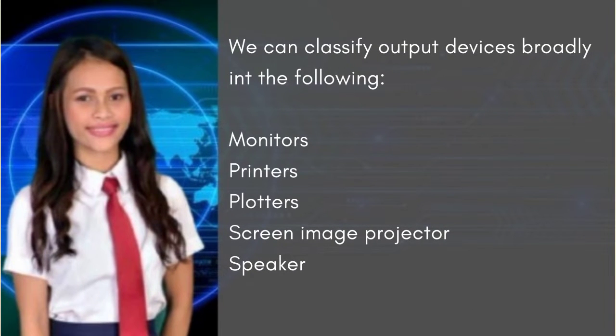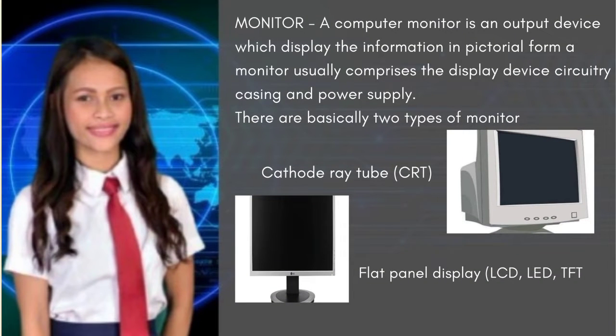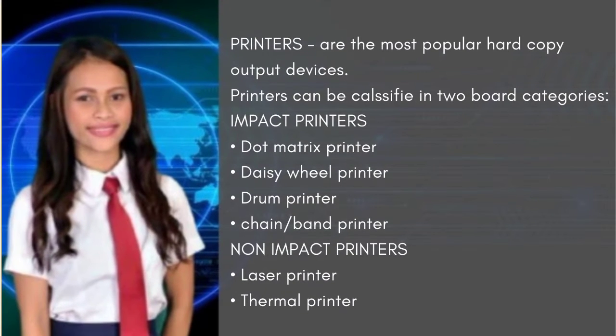We can classify output devices broadly into the following: monitors, printers, plotters, screen image projectors, and speakers. First is monitor. A computer monitor is an output device which displays information in pictorial form, and a monitor usually comprises the display device, circuitry, casing, and power supply. There are basically two types of monitor: cathode ray tube or CRT, and flat panel display: LCD, LED or TFT. Printers are the most popular hard copy output device.